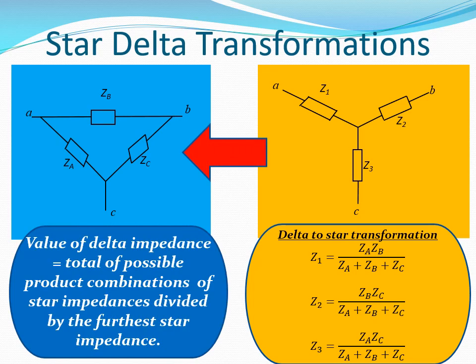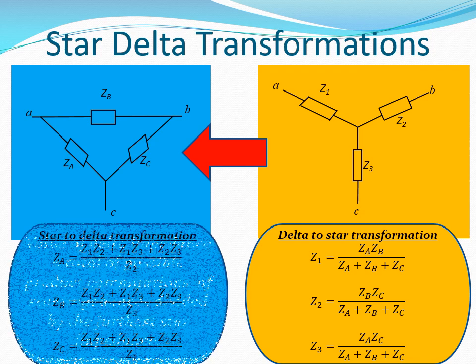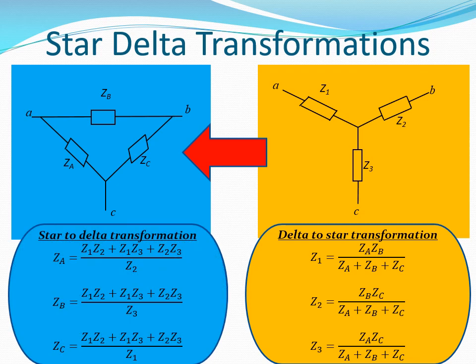To convert a star network into an equivalent delta network, the value of each delta impedance is calculated as being equal to the total of possible product combinations of star impedances divided by the furthest star impedance. Using the illustrations shown, these are the formulae that may be used to calculate equivalent delta impedances ZA, ZB, and ZC when given the star impedances Z1, Z2, and Z3.